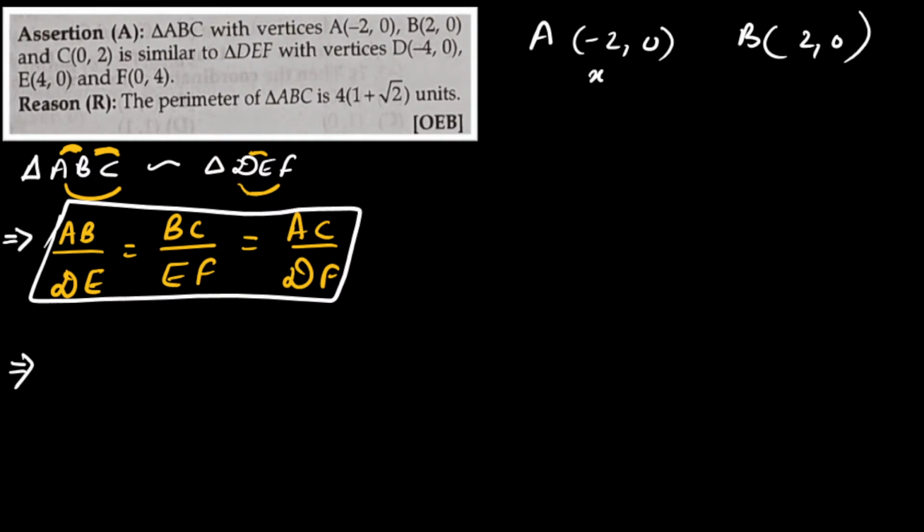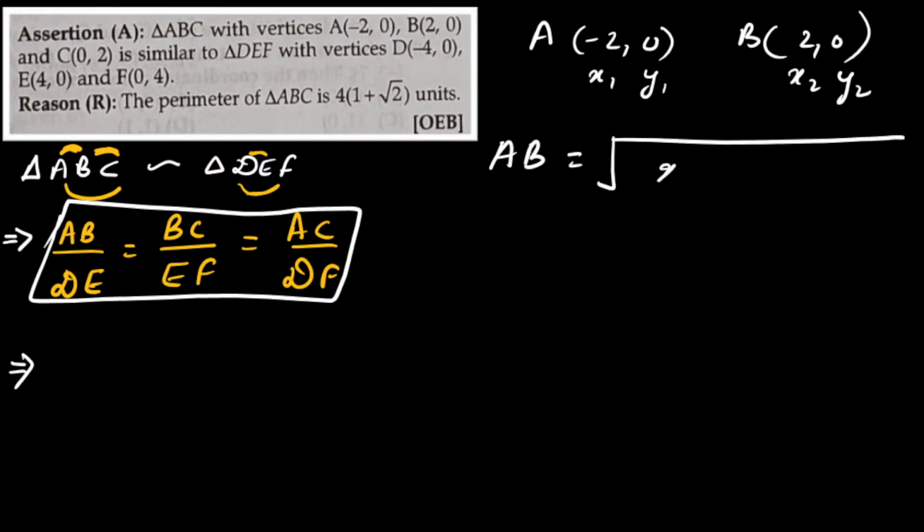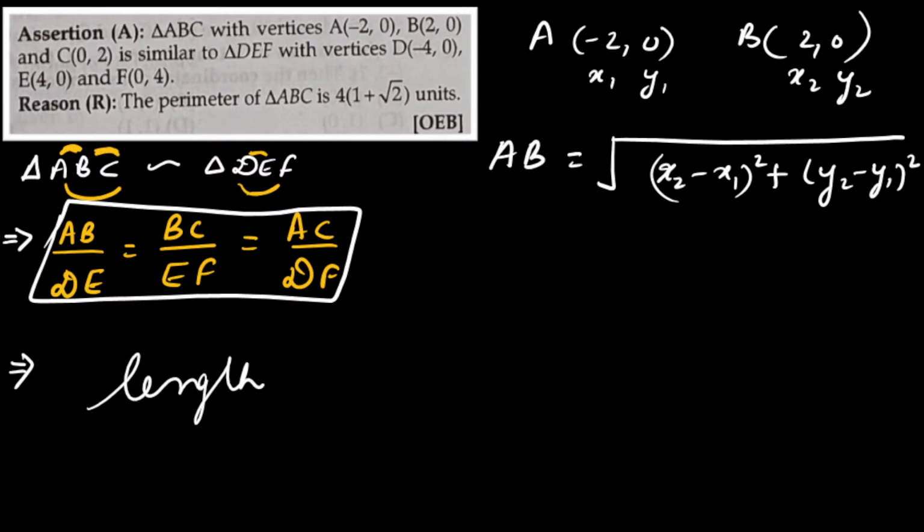So the distance formula here we have to use. One coordinate we'll write as x1, y1, another as x2, y2. The length of AB is equal to the square root of (x2 minus x1) whole square plus (y2 minus y1) whole square. The distance formula we also used in yesterday's questions, I hope you remember. Distance formula in coordinate geometry is used to find the length of line segments. So now we have to find the length, that's why we are using the distance formula.